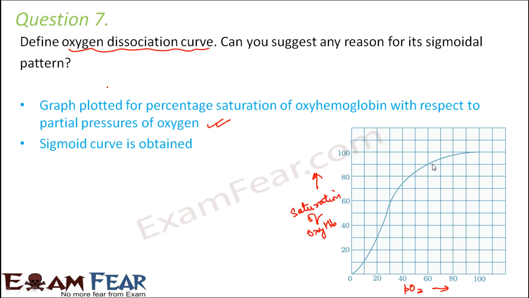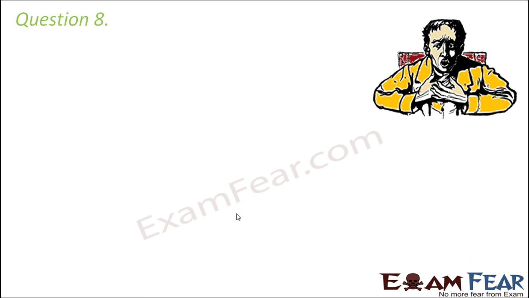And then later, once oxygen binding reaches a maximum level, hemoglobin cannot take up more oxygen molecules. As I said, one molecule of hemoglobin can at the max combine with 4 molecules of oxygen. That is because they have 4 subunits which have iron and which can combine with oxygen. Once that point comes, it reaches saturation, and that is why beyond that it stays at the saturation level. So this is the reason why we get a sigmoid pattern. This kind of shape is called a sigmoid curve. A sigmoid curve is obtained for the oxygen dissociation curve.